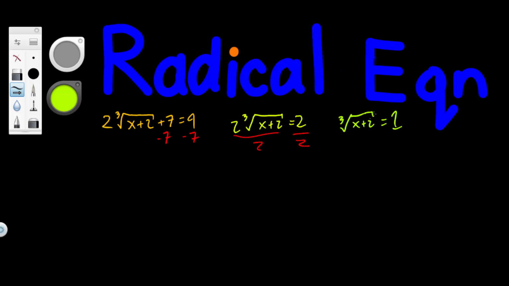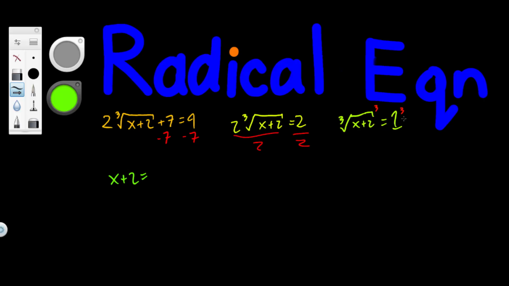We can't just take away the 2. We've still got all of that inside of this cube root. What we need to do is take each side of this to the power of 3. We need to cube this since we have a cube root. What do we end up with? X plus 2, because it just cancels out the cube root.